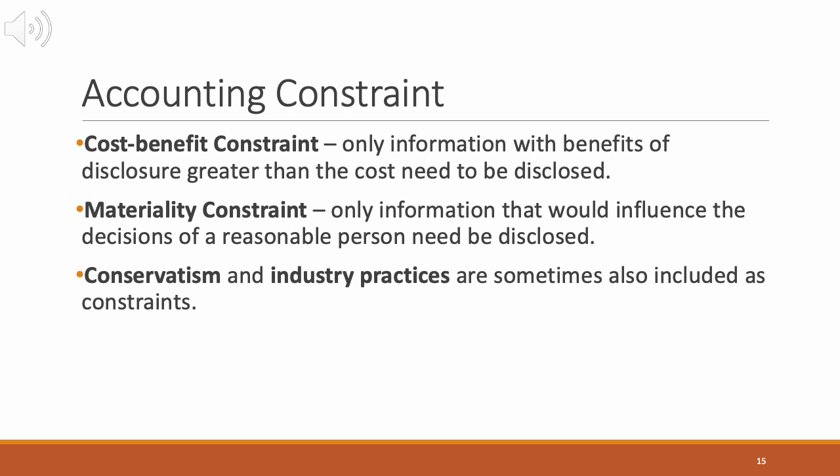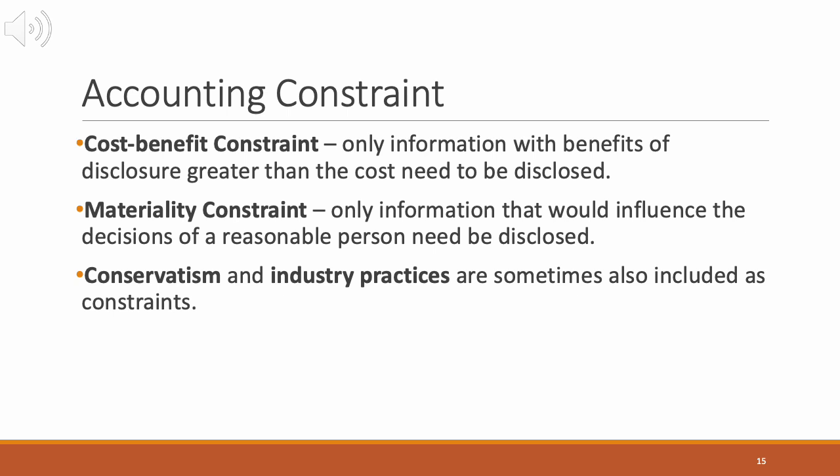Accounting also has constraints, which means limits or boundaries on what we report. First, the cost-benefit constraint. We only provide information if the benefit of sharing it is greater than the cost of producing it. In other words, don't spend $1,000 to report something that only gives $10 worth of value. Second, the materiality constraint. We only report information if it's important enough to affect decisions. Small things that don't matter to decision makers can be left out.